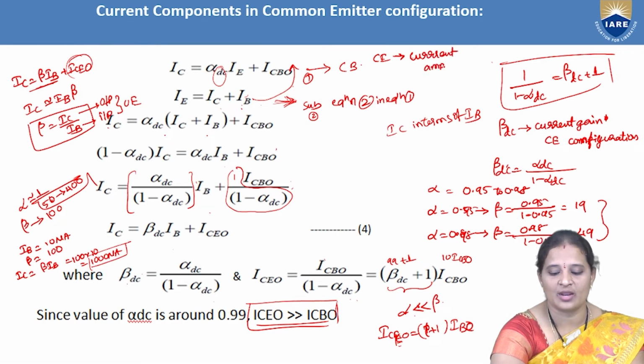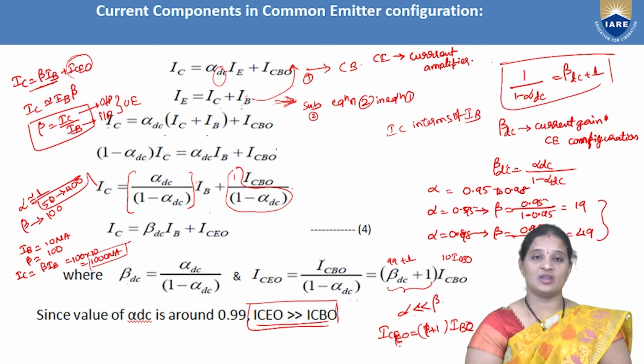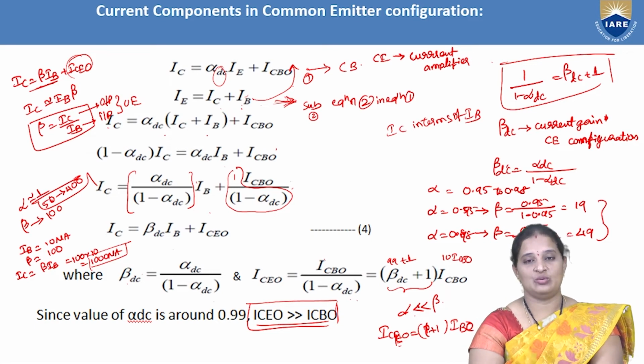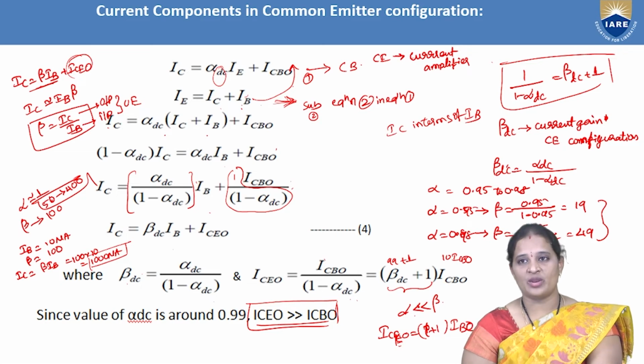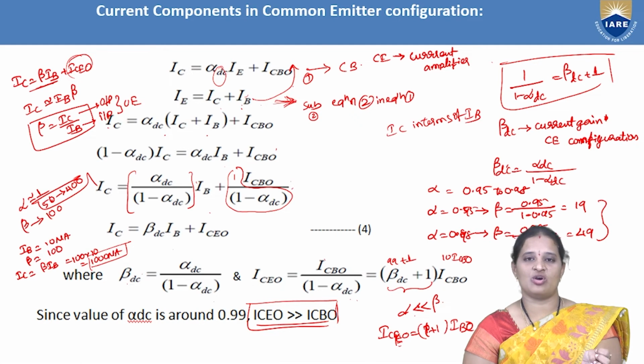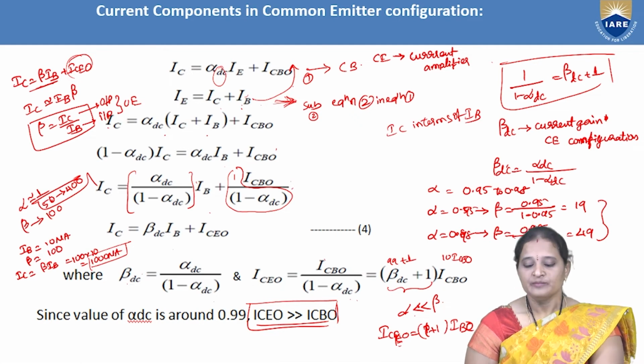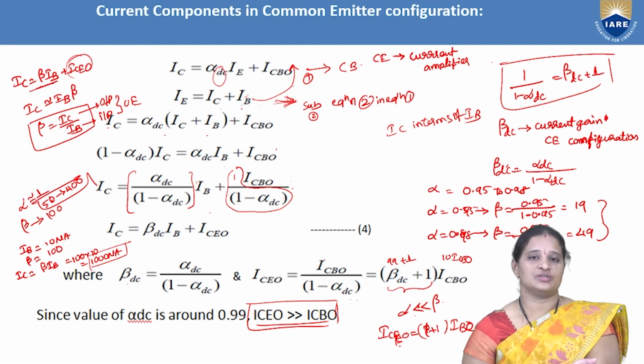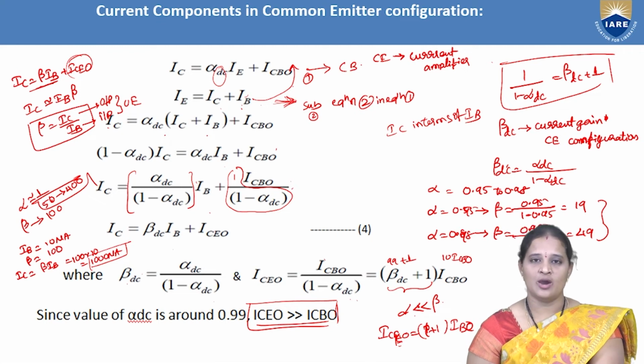Only the common emitter amplifier can be used as a current amplifier, whereas the remaining two configurations, common base and common collector, can be used as voltage amplifiers. So this is about the common emitter configuration and its current relations. The thing you have to remember is that the beta value is very large. It is of the order of 100. It ranges from 50 to 100.